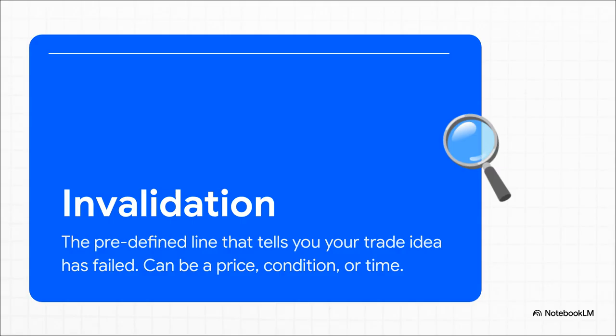So how do you plan for being wrong? Well, it all starts with this one concept, invalidation. This is your line in the sand. It's the point, whether it's a price, a market condition, whatever, where you just have to admit, okay, my thesis was incorrect, and you get out. If you don't have this defined before you enter, you don't have a trade. You just have a hope.